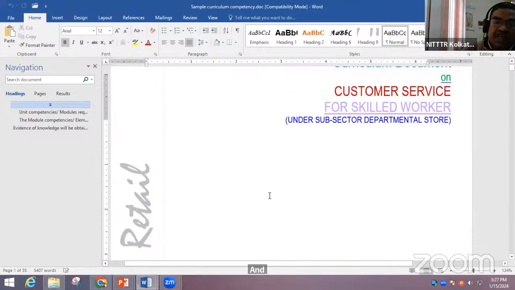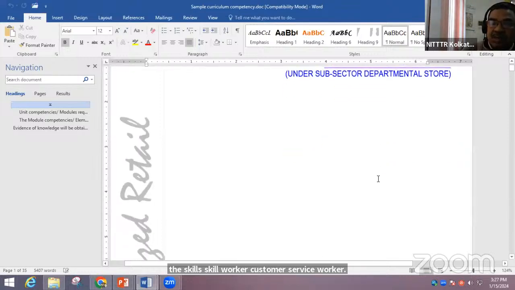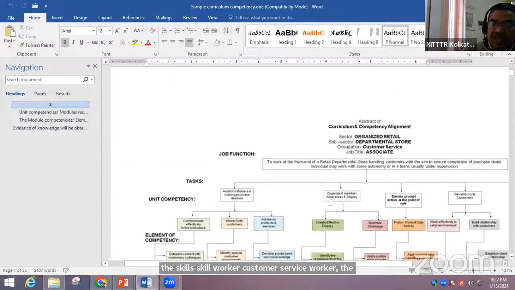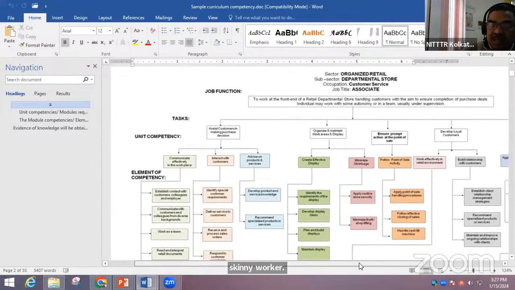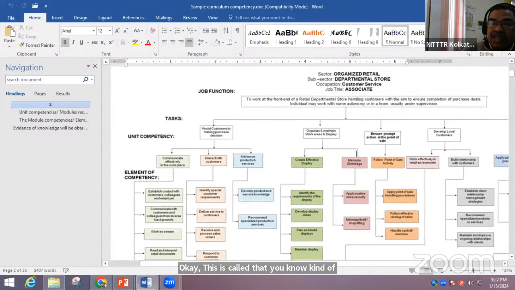This is called the organized retail sector, the customer service, and for the skilled worker, the customer service worker. This is a particular subject, and this is called the competency skill alignment. This is the entire summary of the whole curriculum. The sector name is organized retail sector, and the subsector is the departmental store. The occupation is customer service, and the job title is customer service associate.